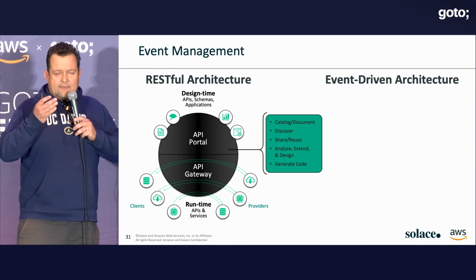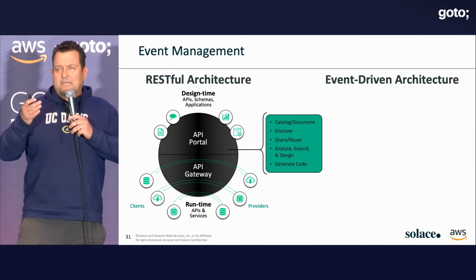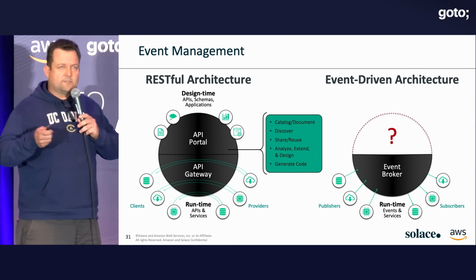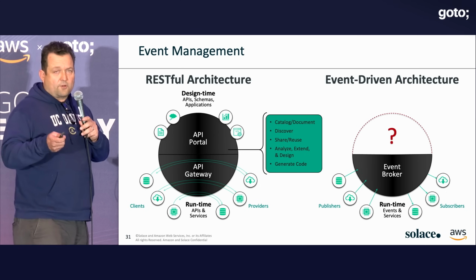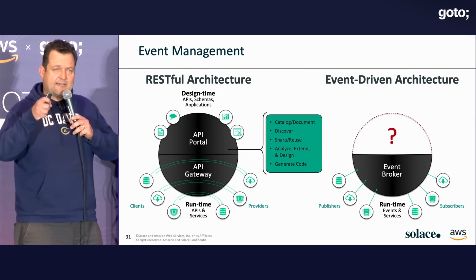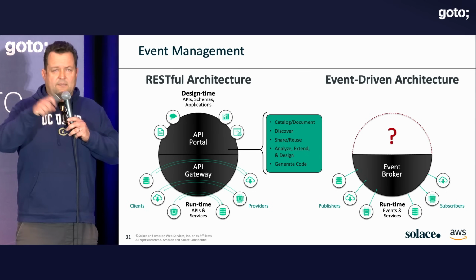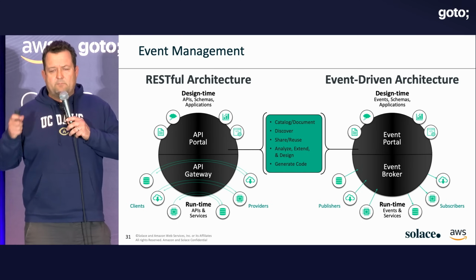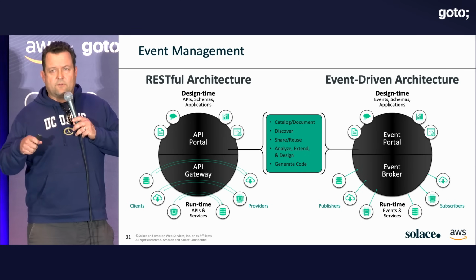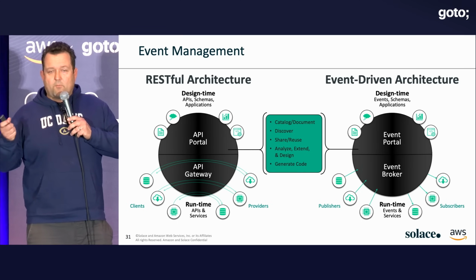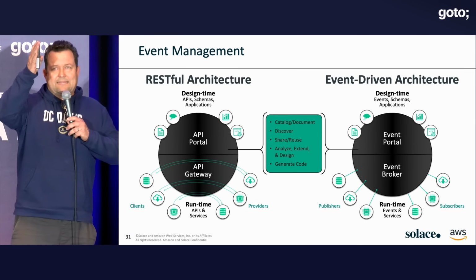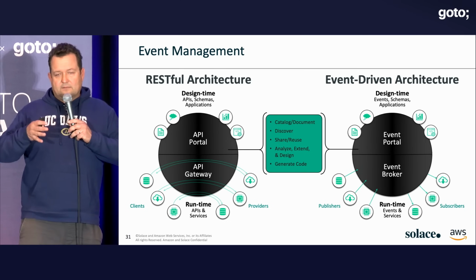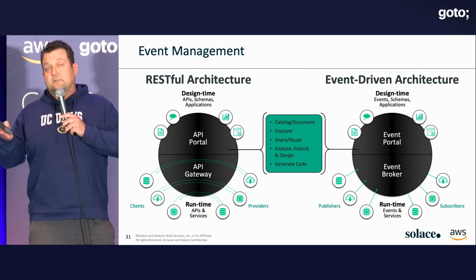And the RESTful-based API management capabilities are pretty well defined now. On the event-driven side, we're still a little immature. So the concept of a broker is there, and the broker does what we expect. It connects publishers to subscribers, right, given different protocols. But what we're still missing is the ability to have a place to go, a portal, that facilitates the cataloging, the discovery, the governance, the reuse, and the sharing of those assets. And that's what the event management capability in Solace brings to bear.